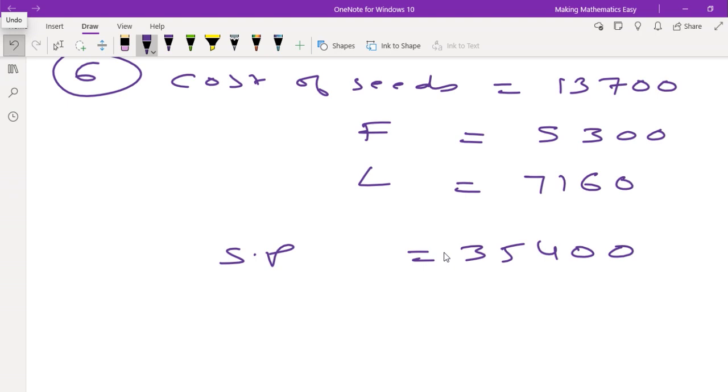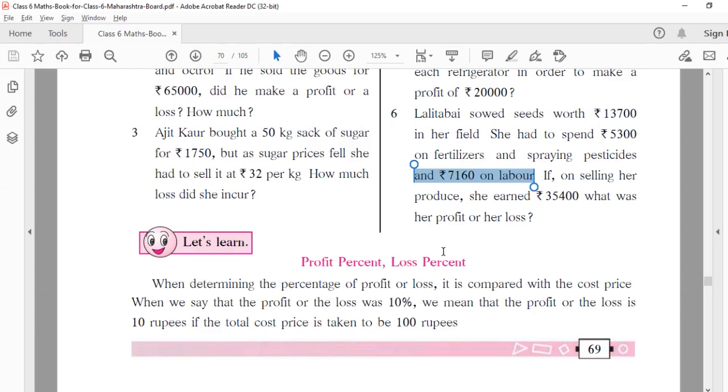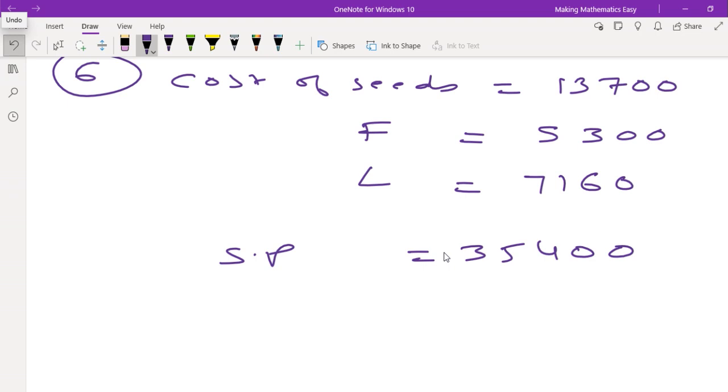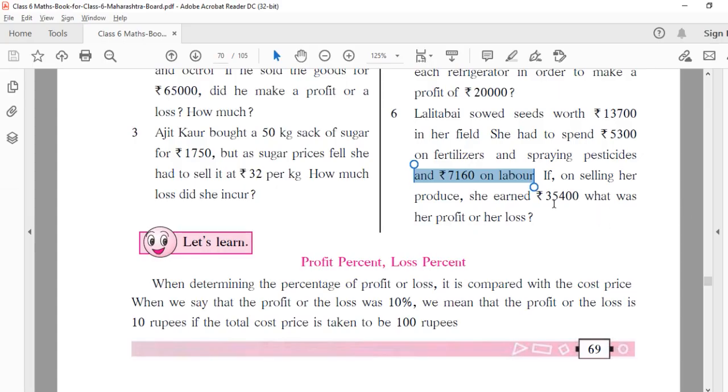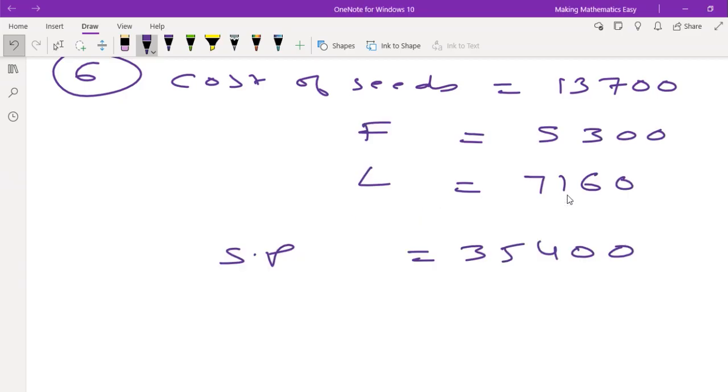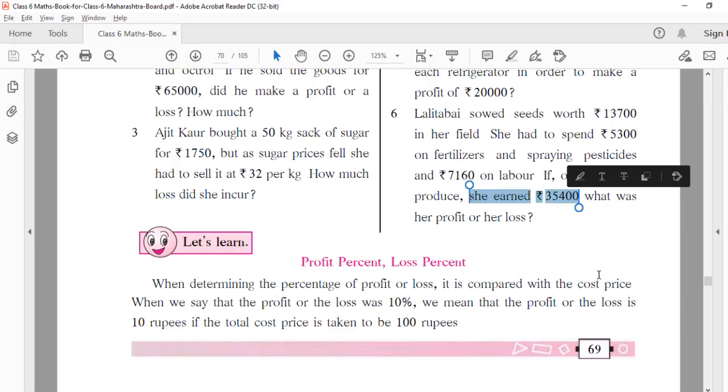So what did she do? She bought some seed worth rupees 13,000 and sowed them in the field. Then she had to use some fertilizer, for which she paid 5,300. Then she had to employ some labor, and for them she had to pay 7,000. After that, whatever was grown on that field, she sold it for 35,400. She earned 35,400 by selling it. So the selling price is 35,400.